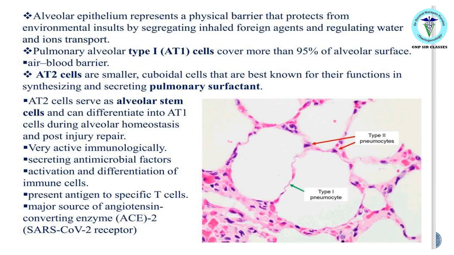Alveolar epithelium acts as a barrier against environmental insults and regulates water and ion transport. Type 1 alveolar cells cover most of the alveolar surface, while type 2 cells produce surfactant and can differentiate into type 1 cells for repair.